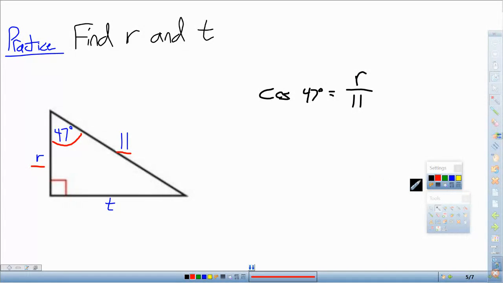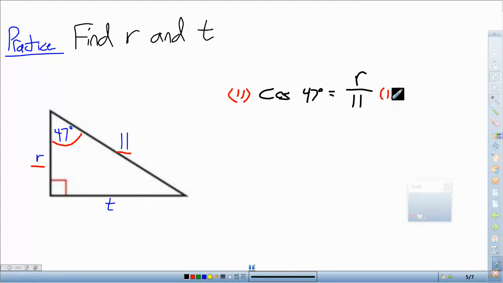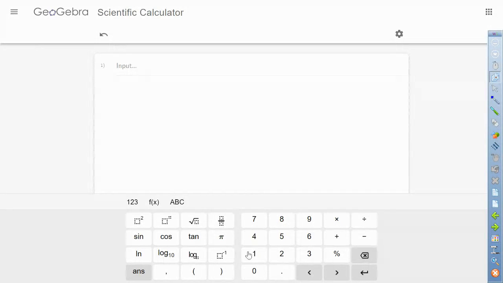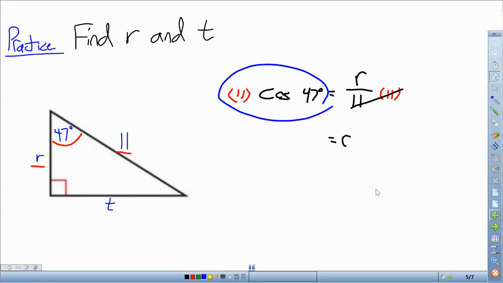That's the big thing. If you can do this, it's hard to mess it up from here. We know we're going to be multiplying by that denominator no matter what. So it looks like they cancel and I get R on the right. On the left, it's just me typing this into the calculator, 11 times cosine 47. So let's see what we got. 11 times cosine 47. It looks like we're getting 7.50, so that's just going to round to 7.5.